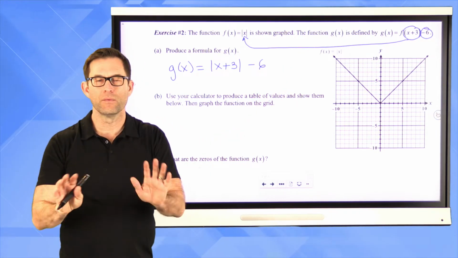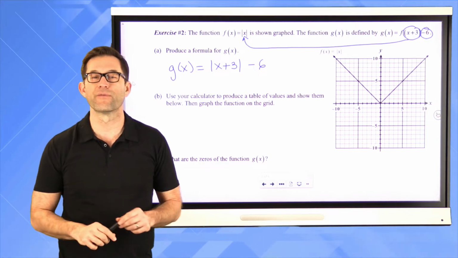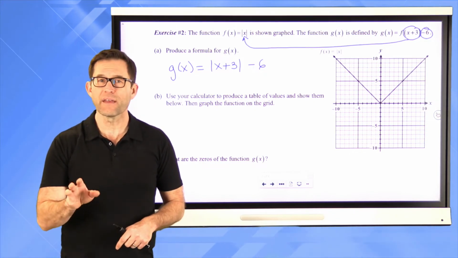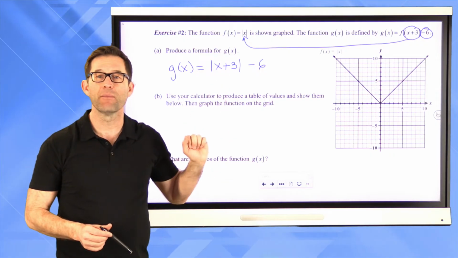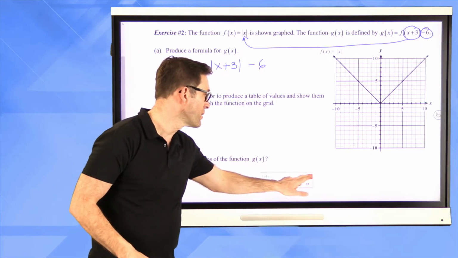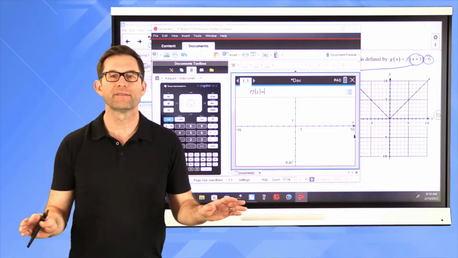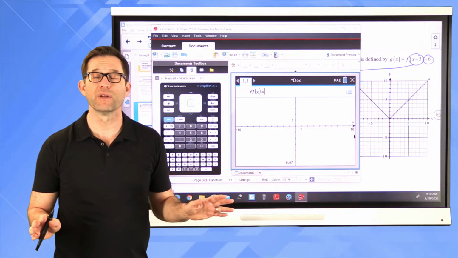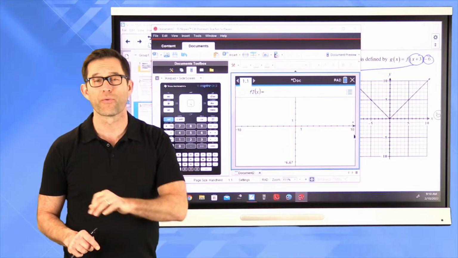Now, we probably understand already that this is going to combine both the horizontal and the vertical shift from the last one. But let's verify that by actually putting this into our calculator, creating a table of values, and then graphing that actual function on the grid. So for this, I'm going to have to bail out of here. Let me open up my calculator. The first thing I'd like to do is throw my absolute value function in, just so that we have that base function sitting there. And then in f of x2, we'll throw in the other one.